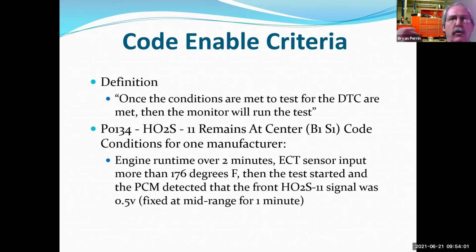So every code has enable criteria. And that code can only set when that enable criteria is met. So for example, this sensor could stick for 50 seconds and start working again. And then stick for 40 seconds and then start working again. And stick for 55 seconds and then start working again and continue to do this. You would never get a code, but you'd have a car that didn't run right.